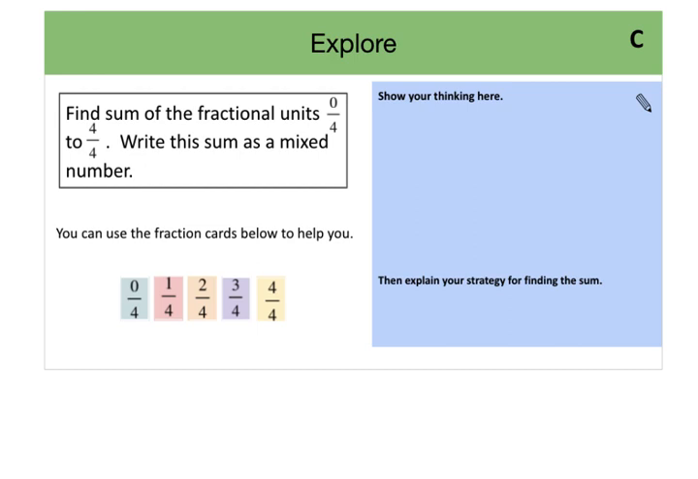All right, so how did you find the sum? Did you add up all the fractions? Did you add a few fractions together, then add a few more together to get that total sum? What was your answer? Did you get 2 and 2 fourths? Great job. Let's take a look at a possible way you could have solved it.